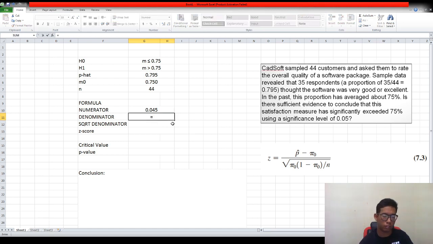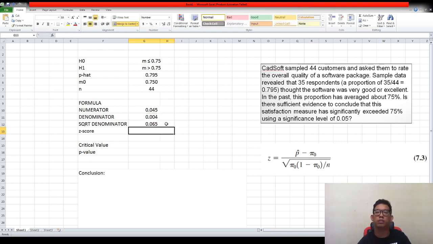So, mu naught multiplied by 1 minus mu naught and then divided by n. So, the answer is 0.004. To square root it, just type equals SQRT and then take the denominator, and the square root is 0.065.